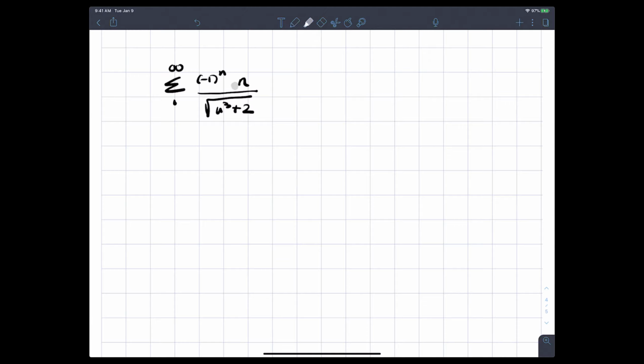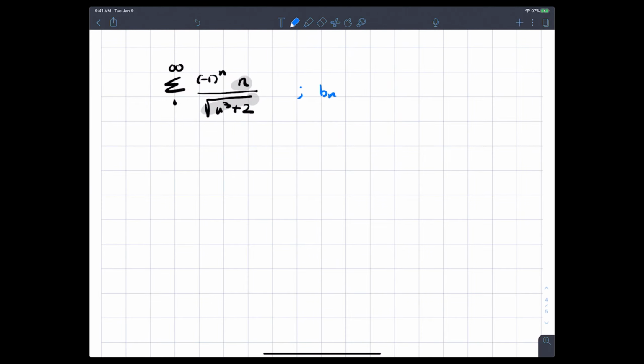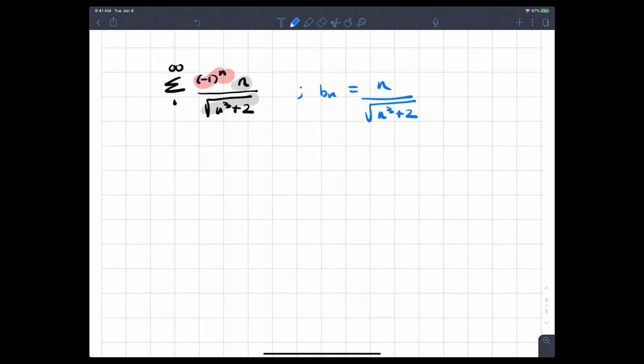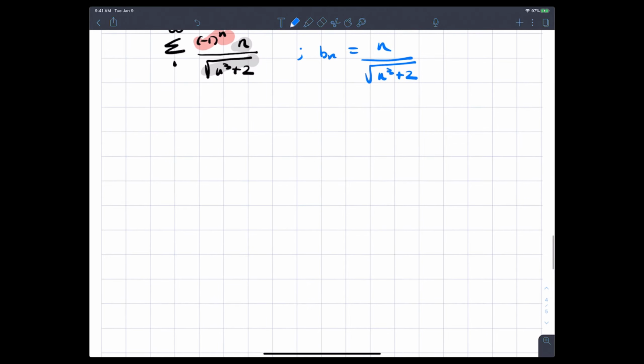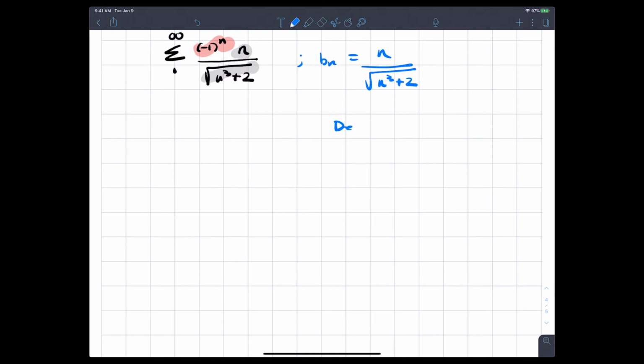So in this case, this portion here is our bn. So we say bn is n over the square root of n cubed plus 2. And again, we have the alternating mechanism here. So it's an alternating series. Now, you may look at this and say, okay, is this decreasing, right? Because we have to show that this is decreasing here. Is it getting smaller?